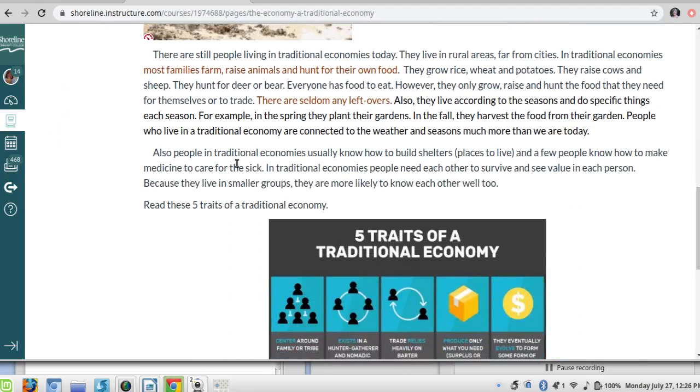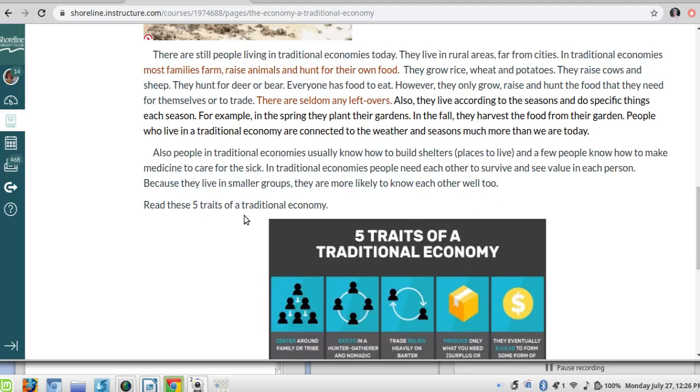Also, people in traditional economies usually know how to build shelters, places to live, and a few people know how to make medicine to care for the sick. In traditional economies, people need each other to survive and see value in each person. Because they live in smaller groups, they are more likely to know each other well too.